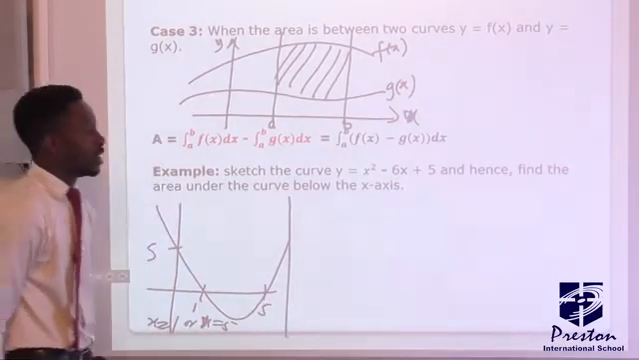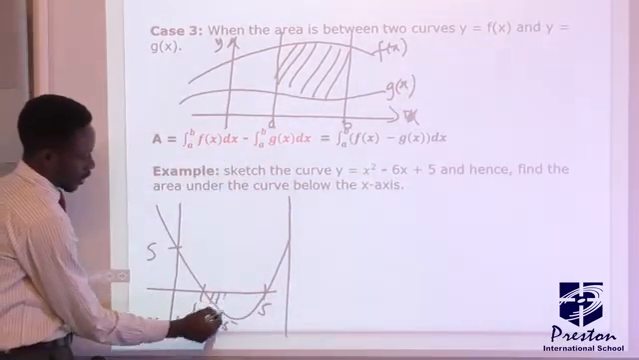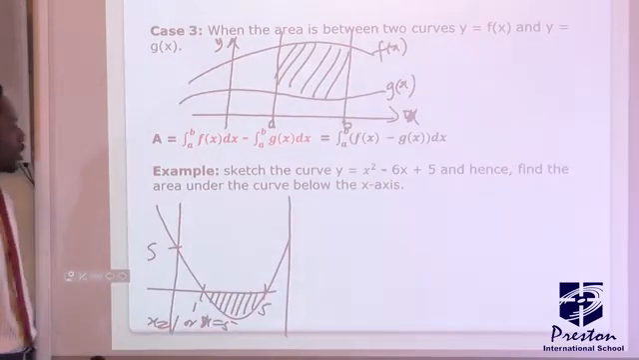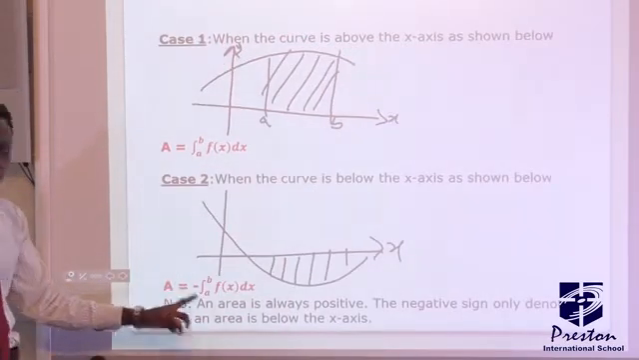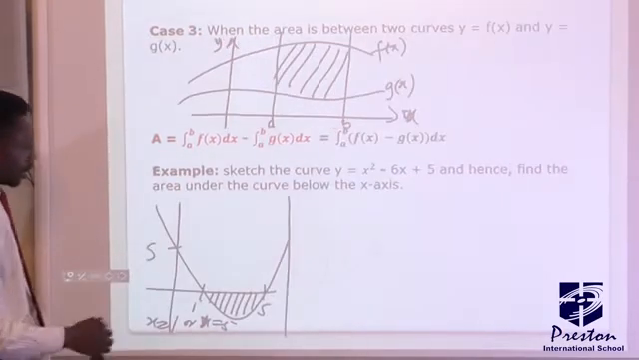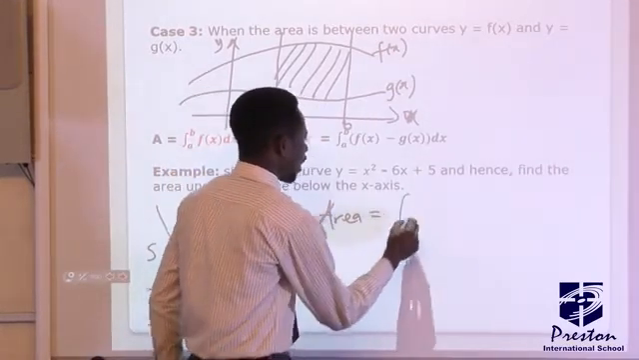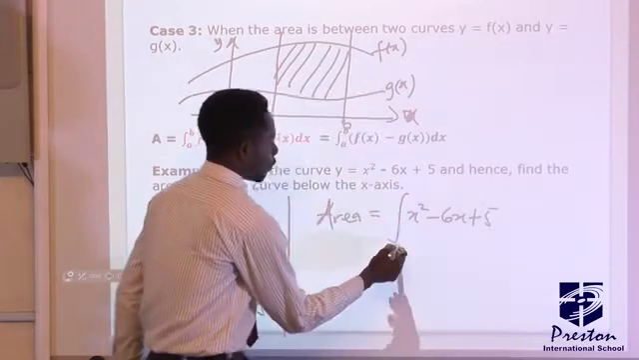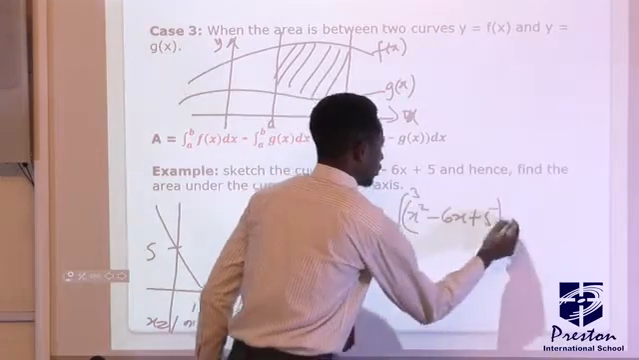Now, the next question is, find the area under the curve. What is the area we are calculating? We are finding this. It's as simple as that. Now, to do this, what is the formula? We just go back to the formula that says when the area is below the x-axis, we put the negative. So in that case, our area will be equal to the integral of x squared minus 6x plus 5, let's say from lower limit 2 to upper limit 3, dx.